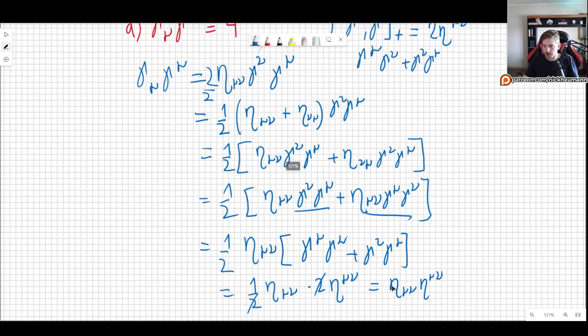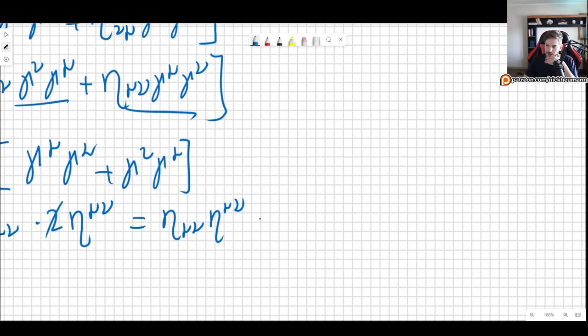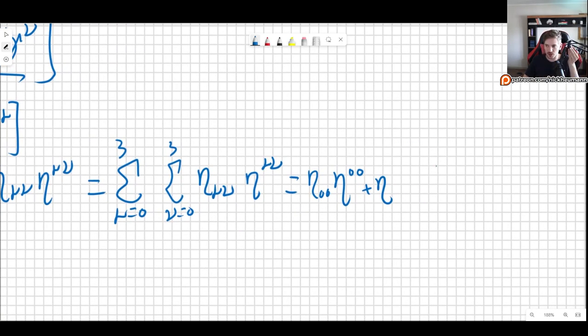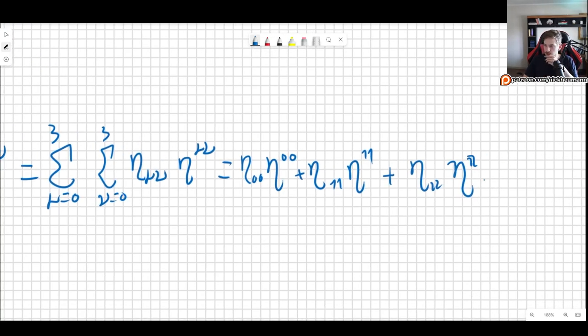So what do we get when we multiply these 2 matrices? Now there are several ways to look at this. You can look at this as the sum of mu equal to 0 to 3 and sum of nu equal to 0 to 3 of eta mu nu, eta mu nu. So you can just go ahead and say, okay, 0, 0: eta 0 0 eta 0 0 plus every other one. But you know that you only have non-zeros in the diagonal. So this is eta 1 1 eta 1 1 plus eta 2 2 times eta 2 2 plus eta 3 3 eta 3 3. So this product is simply 1 times 1, minus 1 times minus 1, minus 1 times minus 1, minus 1 times minus 1. So you end up with 4.